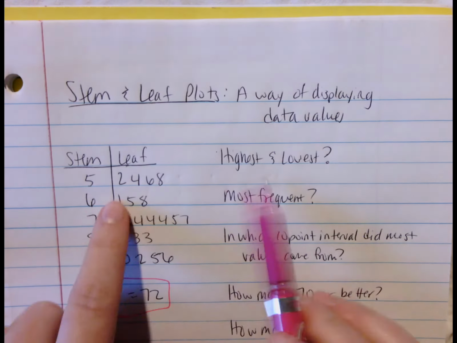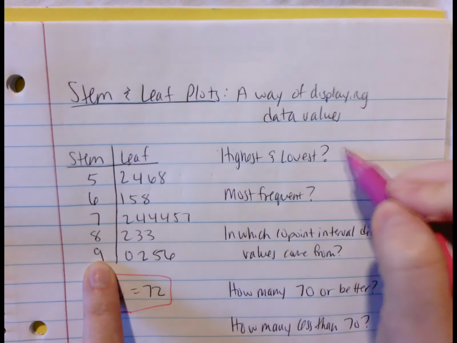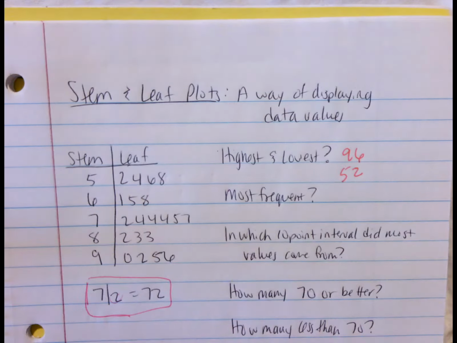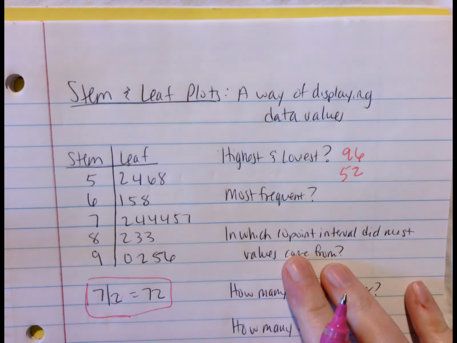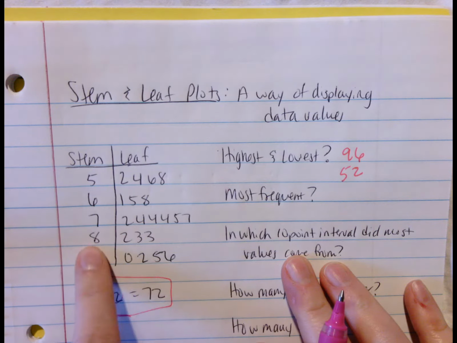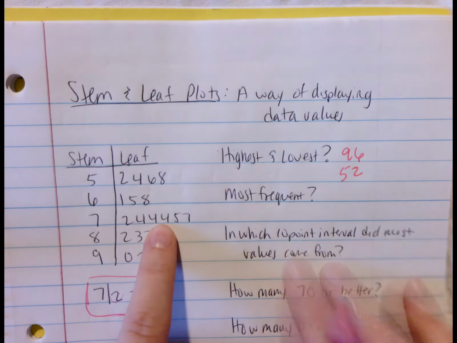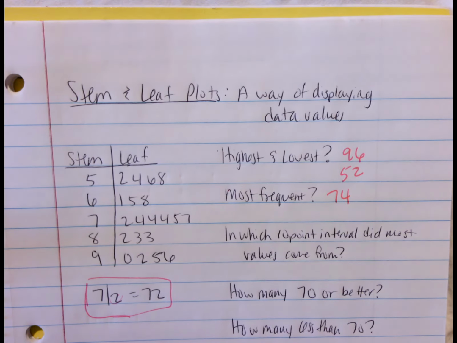So the highest number here would be a 96. The lowest here would be a 52. The nice thing about these is that they're already in numerical order for us. Okay, the most frequently occurring. It looks like 83 occurs twice. 74 occurs 3 times. So 74 is going to be our most frequent number.